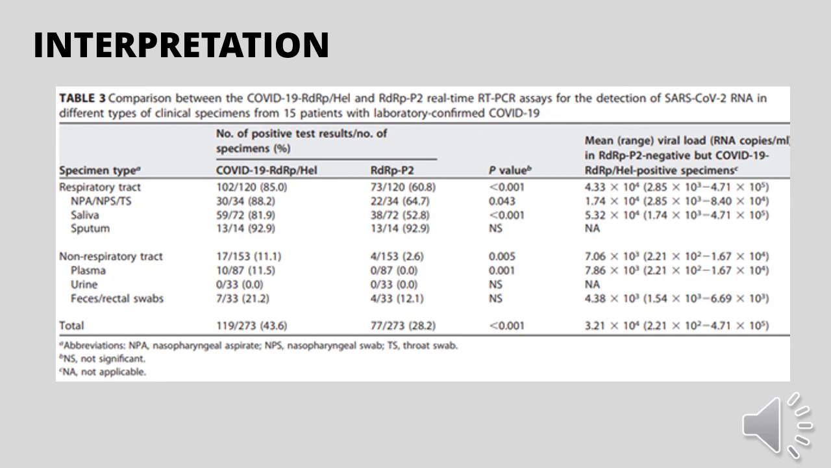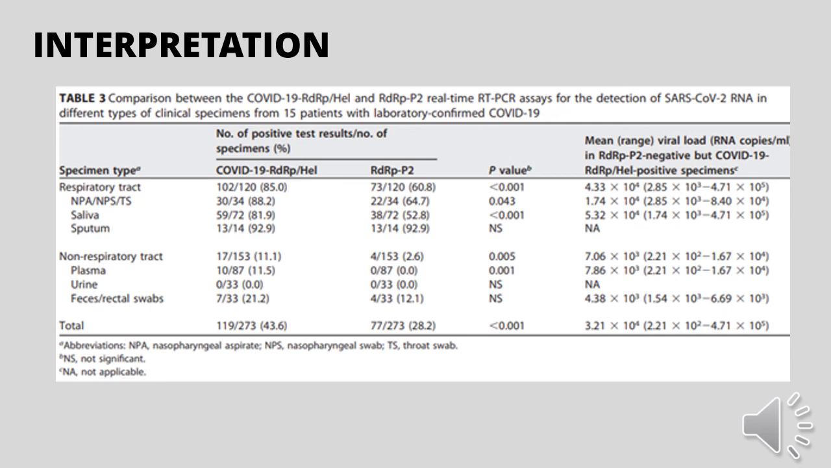The mean viral load of those specimens was 3.21 times 10 raised to 4 RNA copies per milliliter and was about 6-fold higher in the respiratory tract specimens than the non-respiratory tract specimens, since the respiratory tract specimens had 4.33 times 10 raised to 4 RNA copies per milliliter, while the non-respiratory tract specimens had 7.06 times 10 raised to 3 RNA copies per ml. So, therefore, the COVID-19 RdRp-Hel assay was significantly more sensitive than the RdRp-P2 assay for the detection of SARS-CoV-2 in nasopharyngeal aspirates or throat swabs, saliva, and plasma specimens.